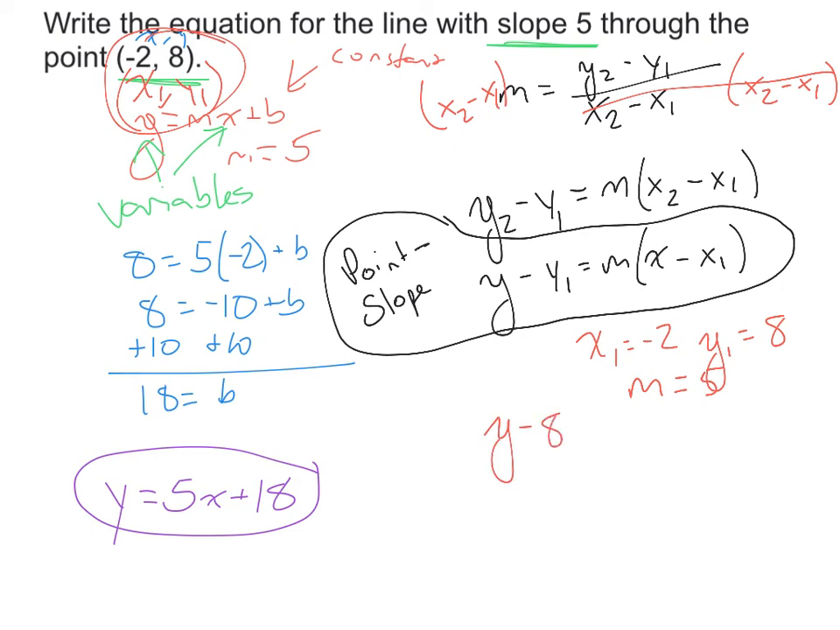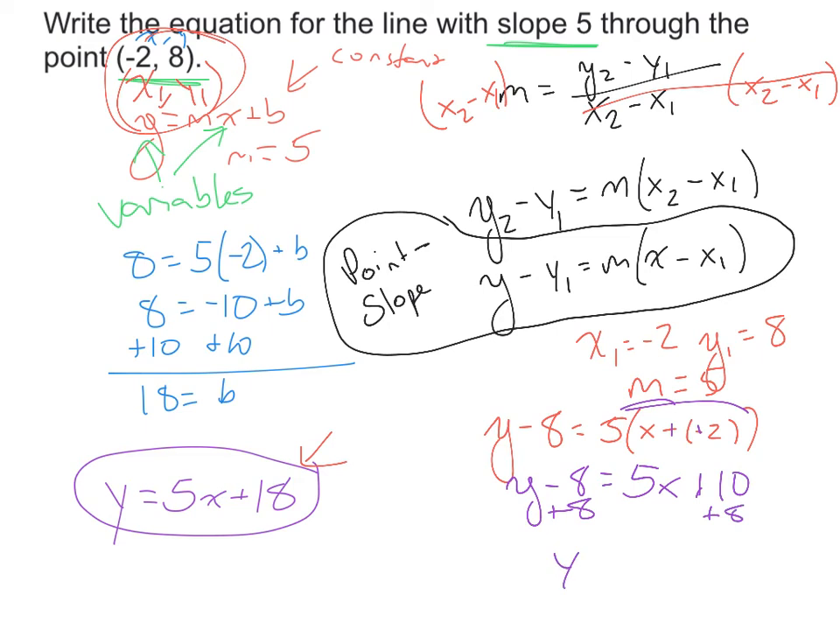Y minus 8 equals 5 times x minus negative 2. And what we want to do is get y by itself here because it'll help us pick out the slope and y-intercepts. We actually do want it to look like this in the end. Well, we'll simply have to make this plus a positive. Y minus 8 equals, we'll distribute the 5 through, so 5x plus 10, and then we're going to add 8. So y is equal to 5x plus 18, and we're done.